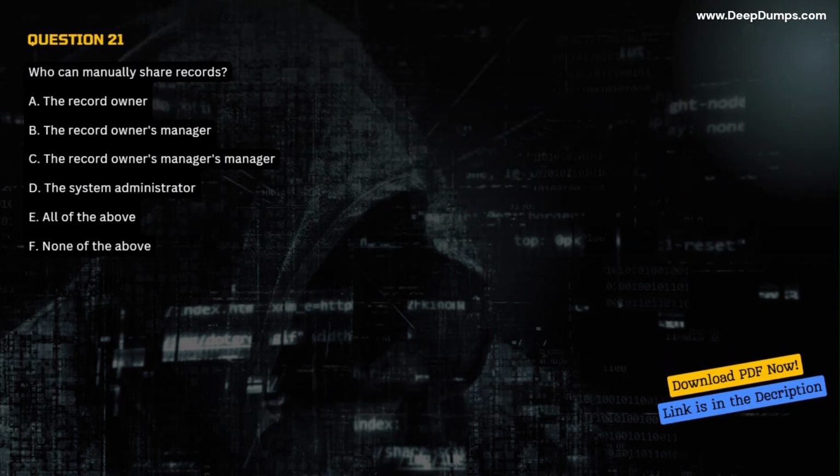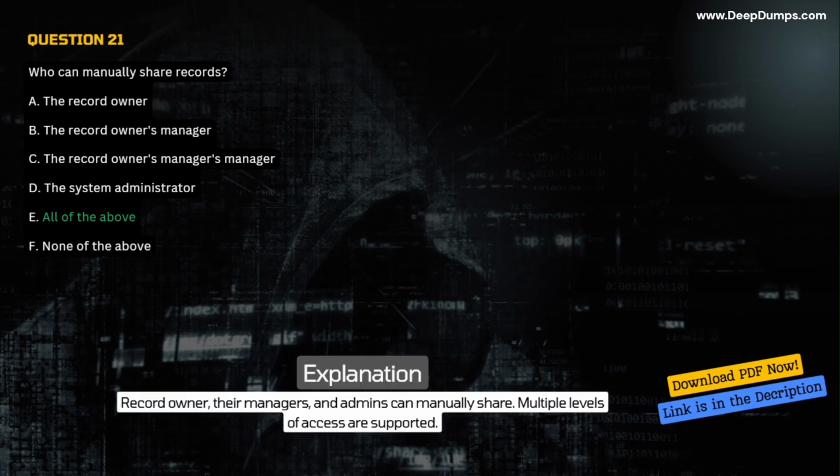Question 21. Who can manually share records? A. The record owner. B. The record owner's manager. C. The record owner's manager's manager. D. The system administrator. E. All of the above. F. None of the above. Correct answer: E. All of the above. Explanation: record owner, their managers, and admins can manually share. Multiple levels of access are supported.